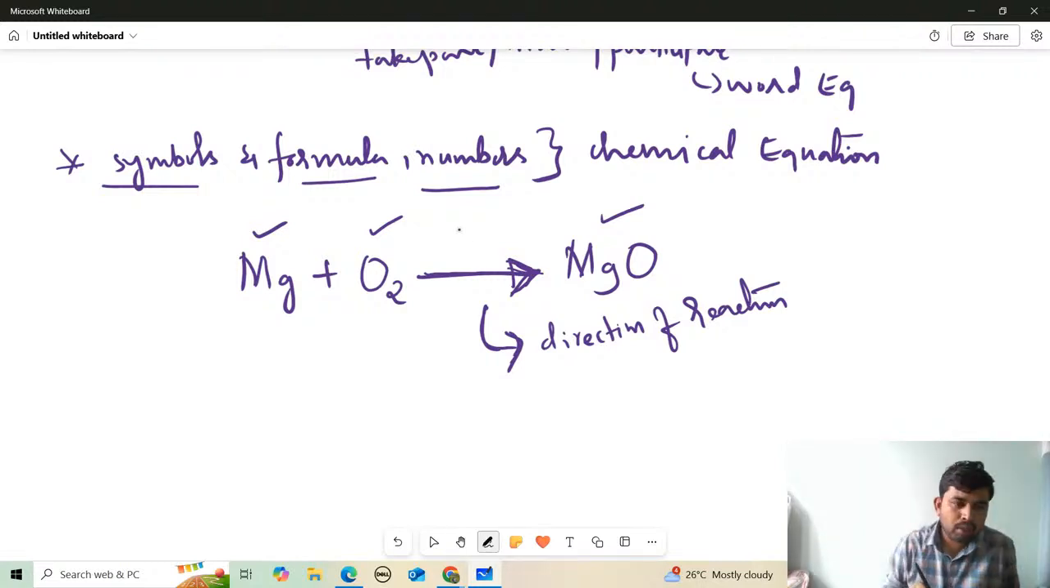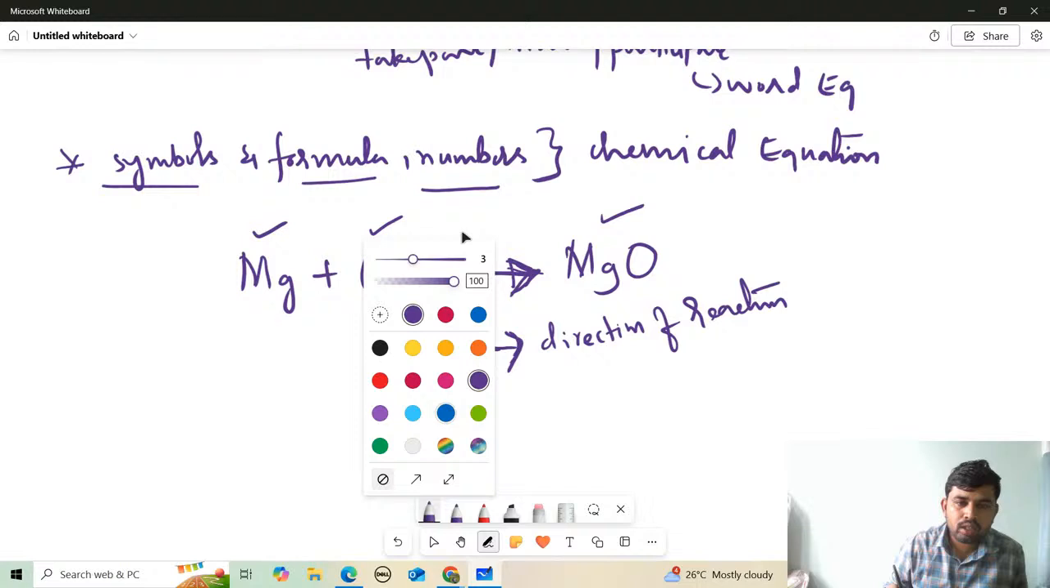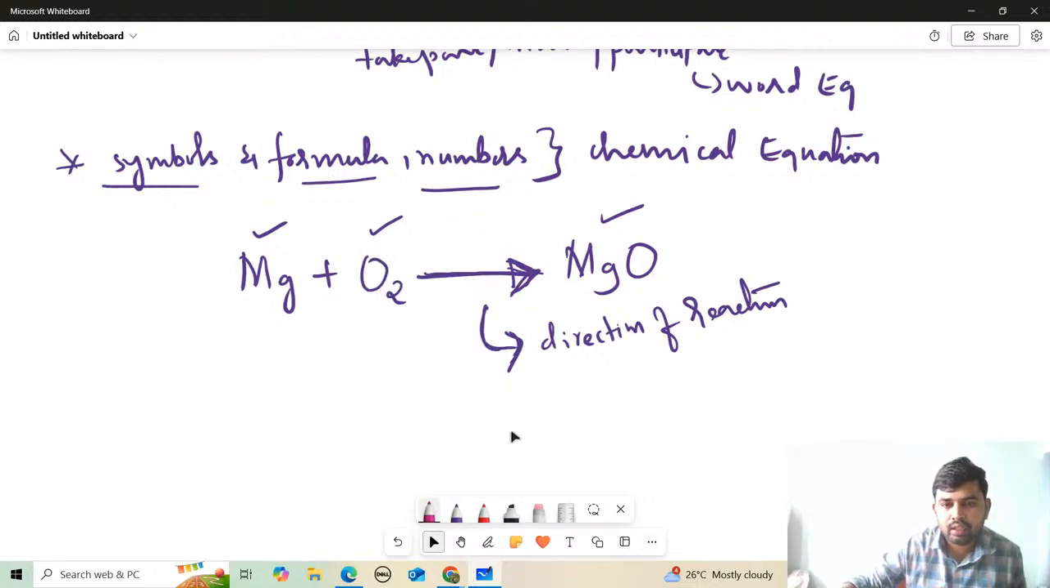Again, there are two types of chemical equations. Let me write. The first one we are calling an unbalanced chemical equation.